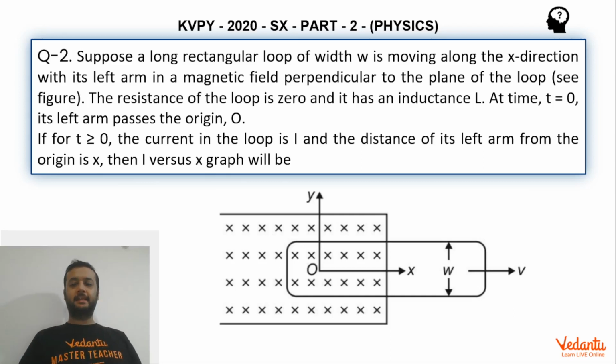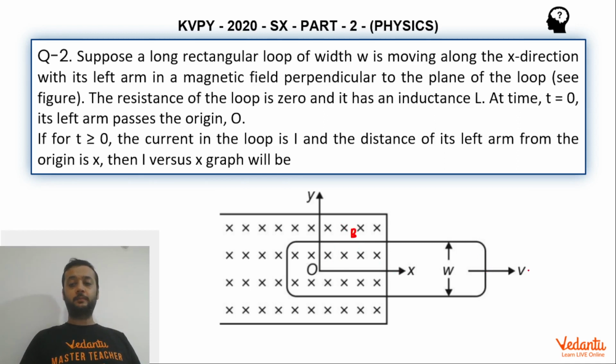Hi dear students, let's see this question that was asked from the topic of motional EMF. In this question we have a circuit, you can see like this. This circuit has zero resistance. A part of this circuit is going inside a constant magnetic field. Let's assume the value B for the time being.